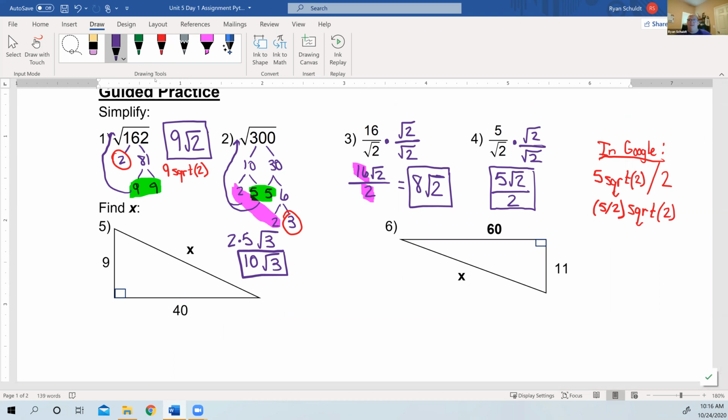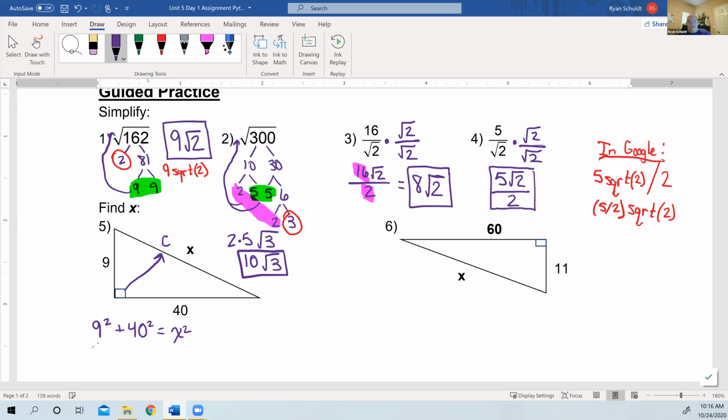Okay, so that's simplifying radicals. Now they tell us to find x. Well, there's our hypotenuse, which is our side C. So I can set this up as 9 squared plus 40 squared equals, I need to use x. I know it's my C, but I need to use x because that's what they call it.